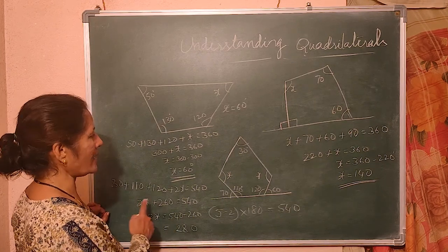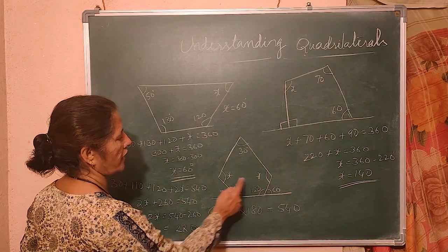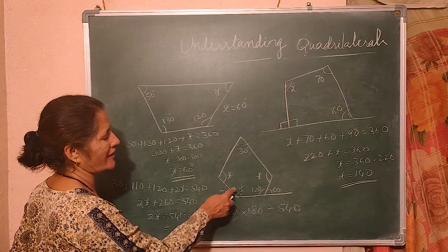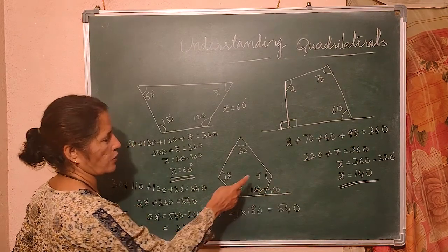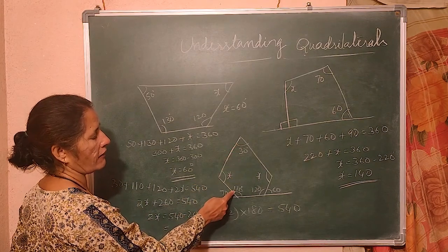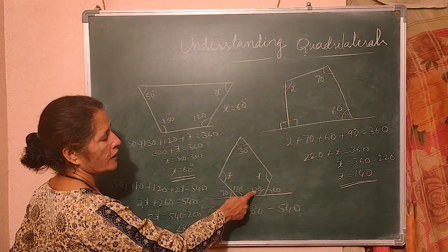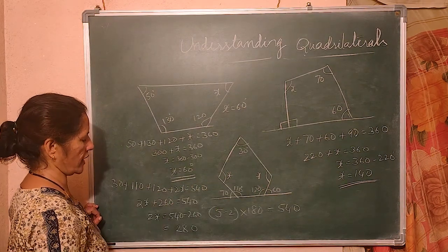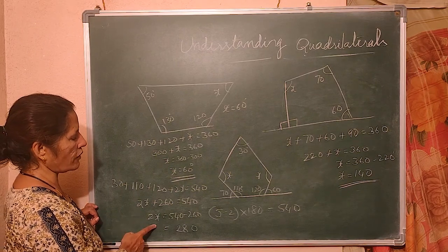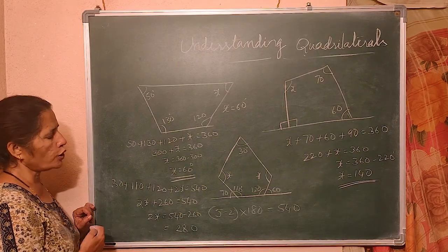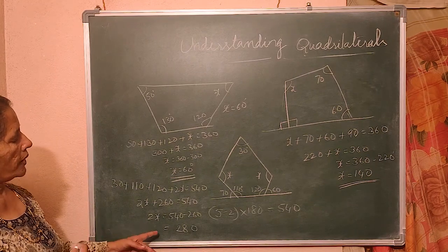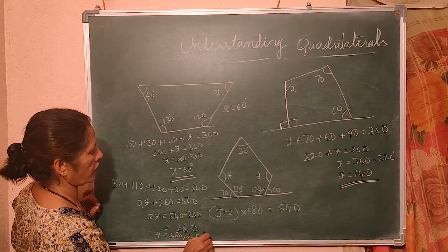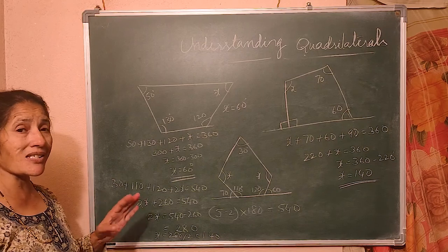Right? So I repeat, it is a pentagon, 1, 2, 3, 4, 5. So how do you find out? This is a straight line. So 70, this is 110, this is 60, this is 120. So 30 plus 110, 140, 260, plus 2x is equal to 540. So 2x is equal to 540 minus 260, which is 280. So x is equal to 280 divided by 2, which is equal to 140. Is it clear? Last 3 questions are remaining.